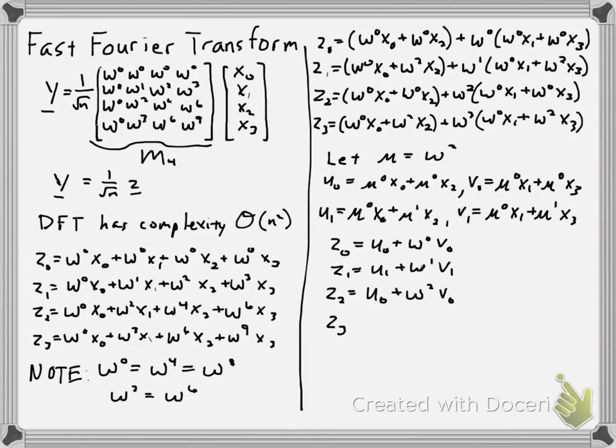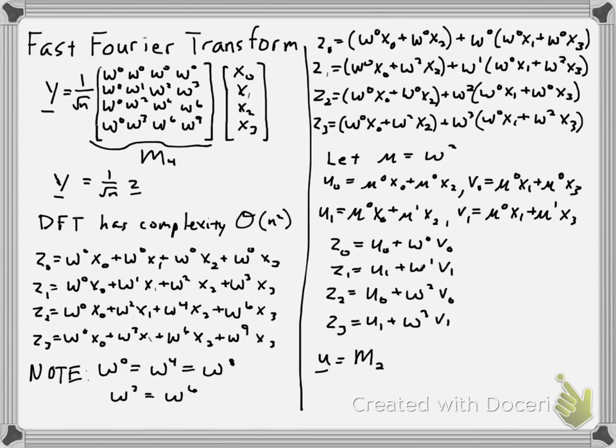Okay. And z3 equals u sub 1 plus omega cubed v sub 1. So now, notice that in how we defined u, it is actually equal to m2. Remember what I called m sub 4? It was the Fourier matrix without the 1 over root n term. So m sub 2 is the 2 by 2 Fourier matrix without the 1 over root n term.